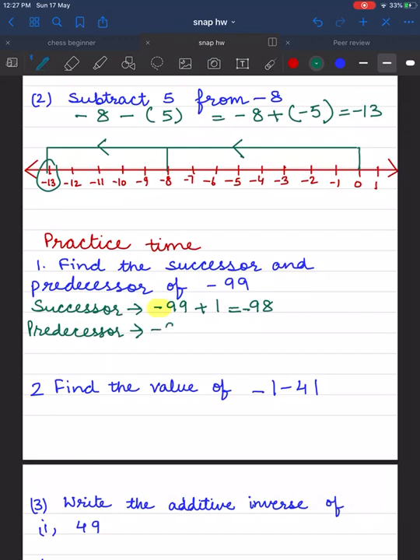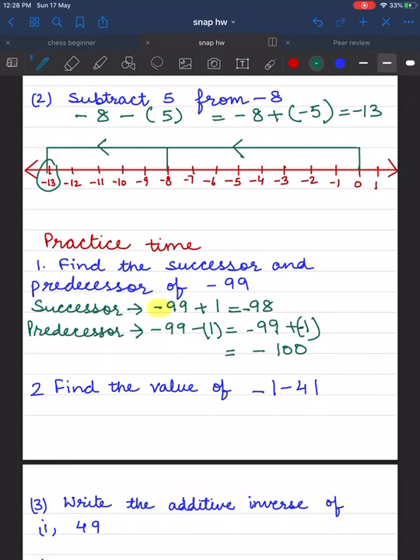Now let's find out the predecessor. Now I have to subtract 1. So minus 99 minus 1. I can write it as minus 99, I change the subtraction sign to an addition sign and I take the opposite of 1, which is minus 1. So minus 99 minus 1, I get minus 100.